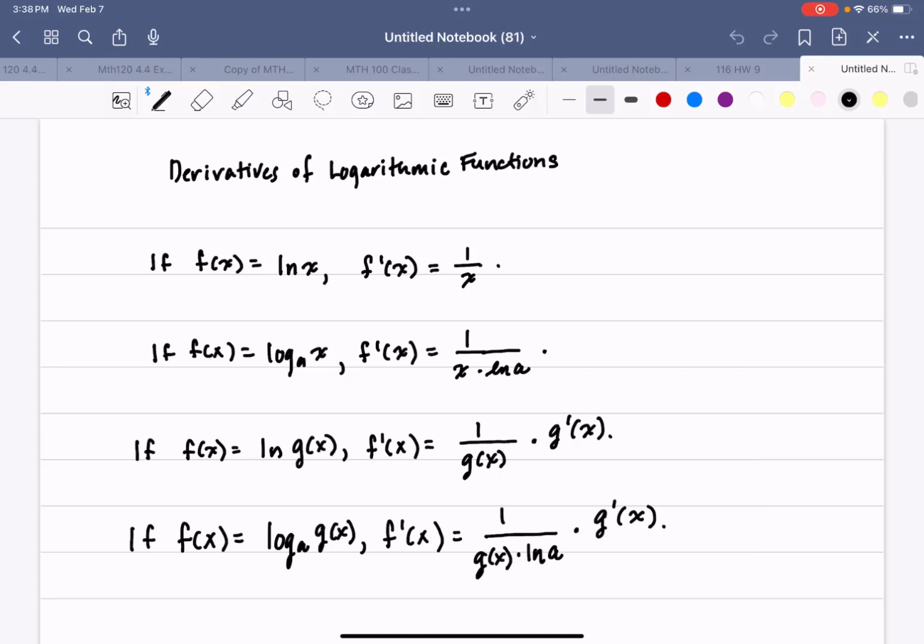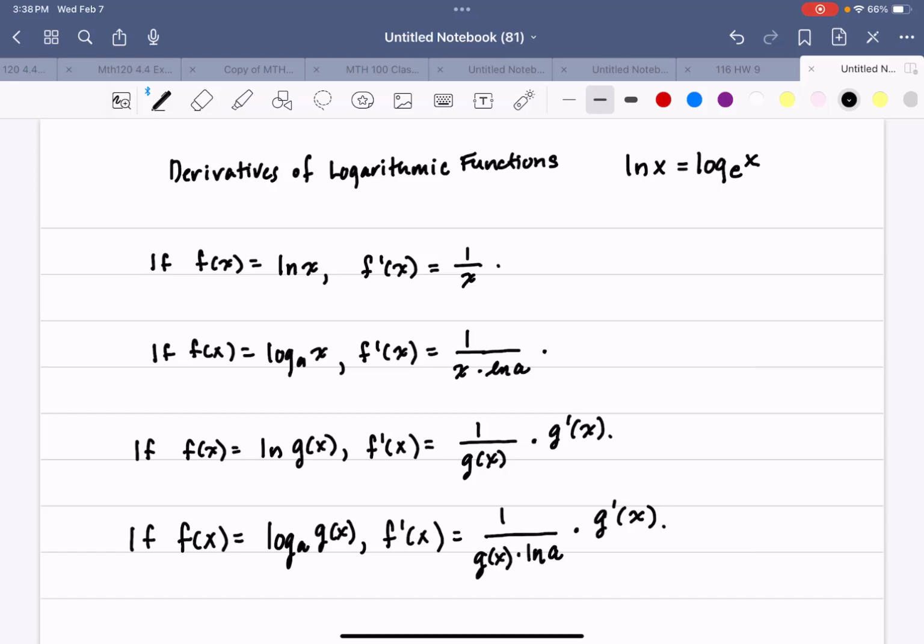Let's talk about the derivatives of logarithmic functions. If f of x equals the natural log of x, now you may recall that the natural log of x is the same as the log base e of x. It's a base e logarithm. It tells us the exponent we need to raise e to get a certain result. Well, the derivative of the natural log of x is just 1 over x.